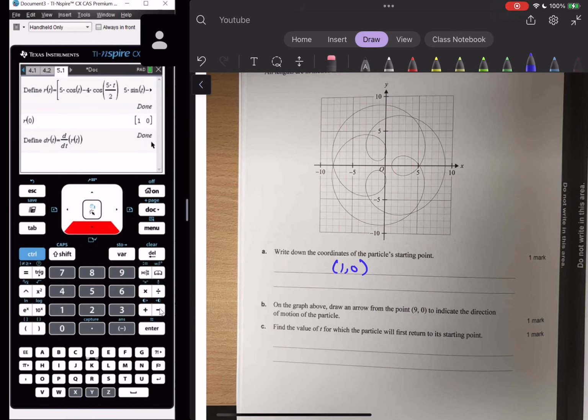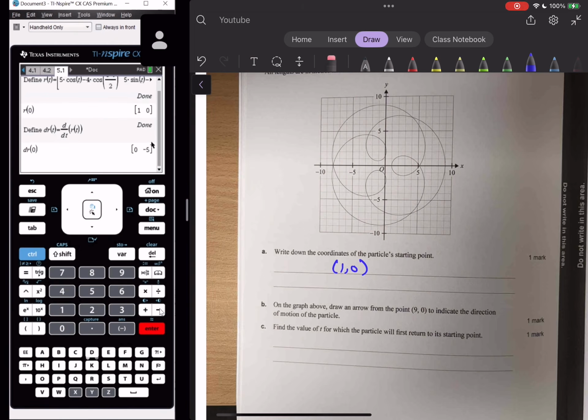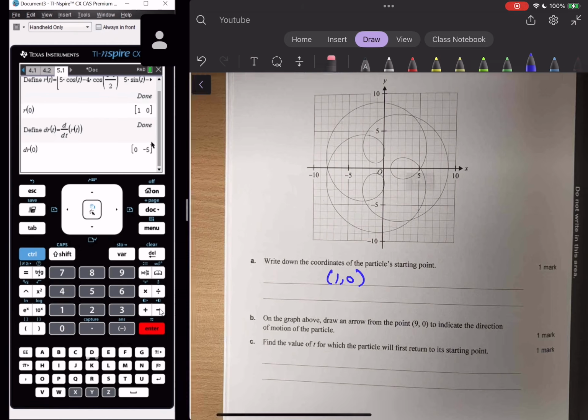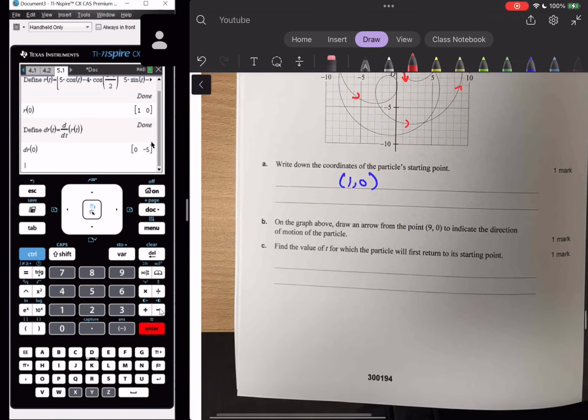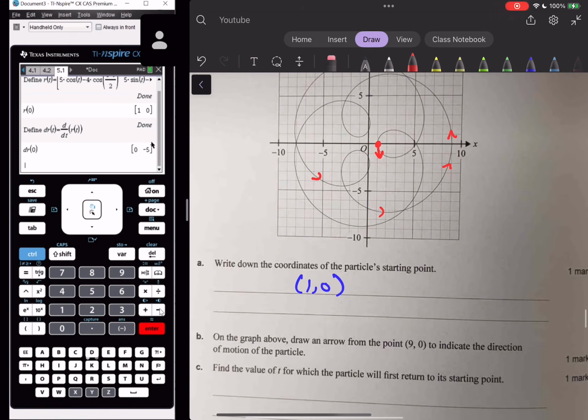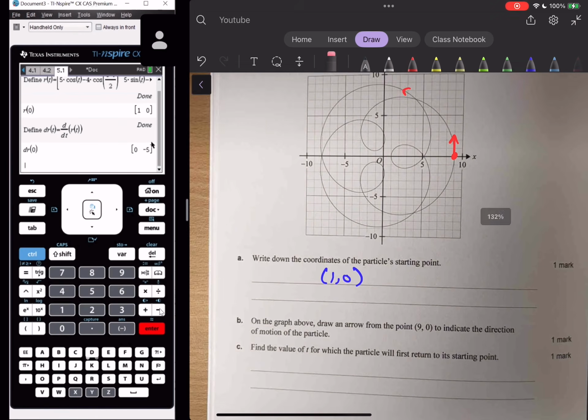Then we can take a look at dr of 0. That's 0 and negative 5. So this is telling me at 1, 0, this position right over here, our particle is traveling in this direction. And if we just trace this around, we should find that at 9, 0, the particle is actually going upwards. So let me just draw an arrow right over here. We probably shouldn't have all these other arrows here.